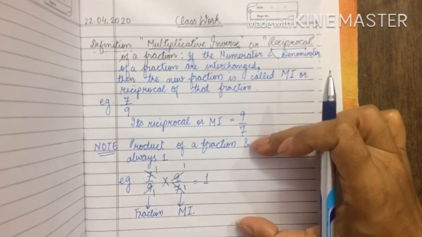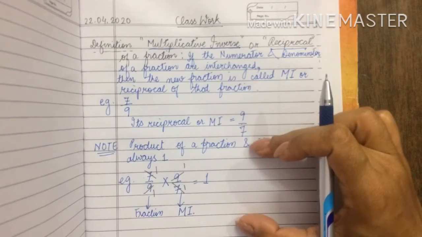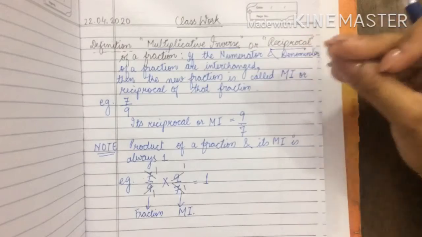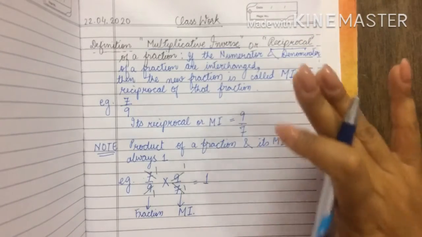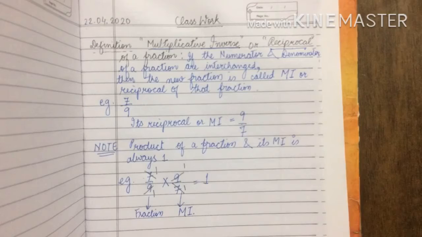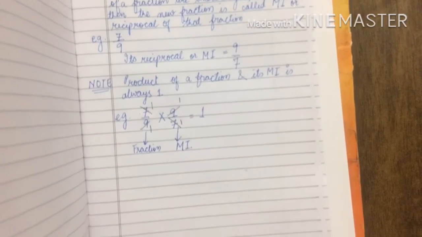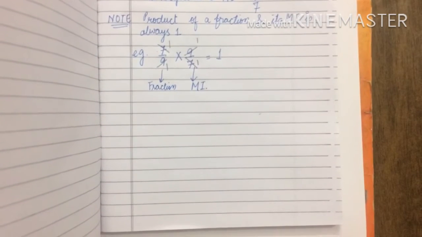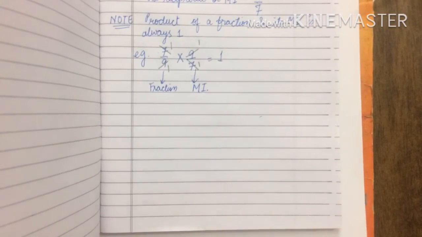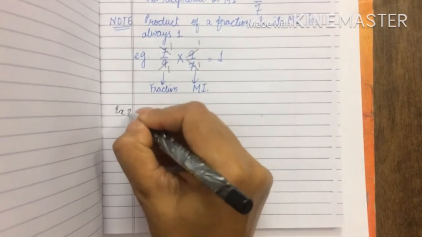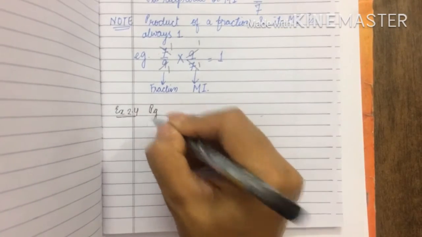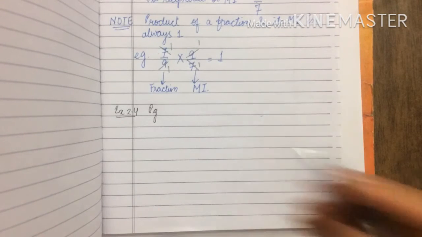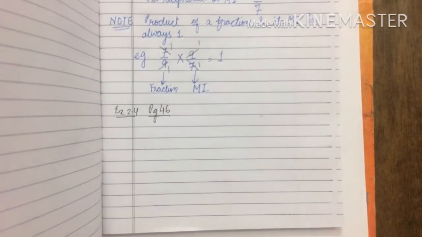This is something that could be asked in multiple choice questions or 1 mark questions, and this is something which we will use while carrying out the division of fractions. Now once you have noted it down, then we will begin with the exercise. We are doing exercise 2.4. It's on page number 46 of your textbook.